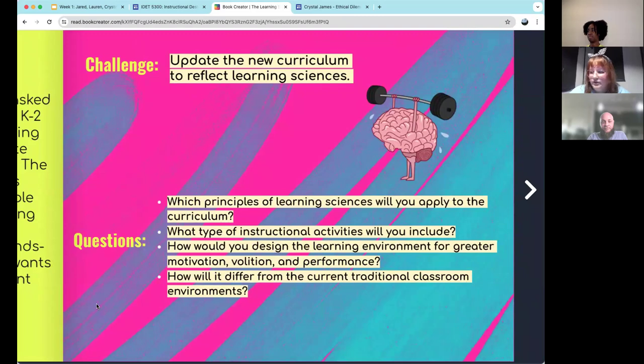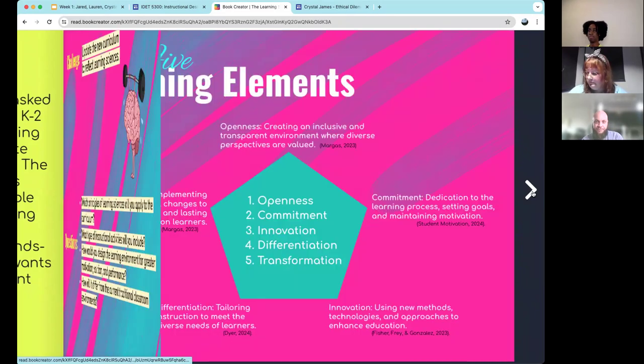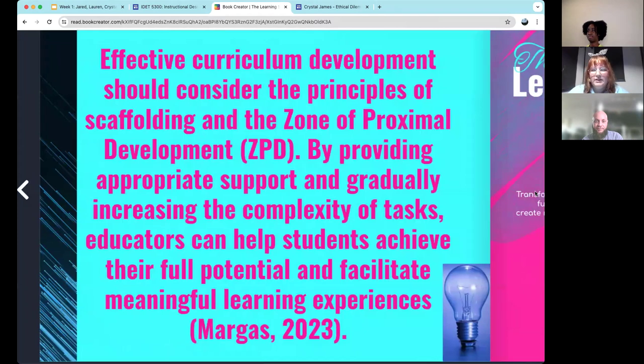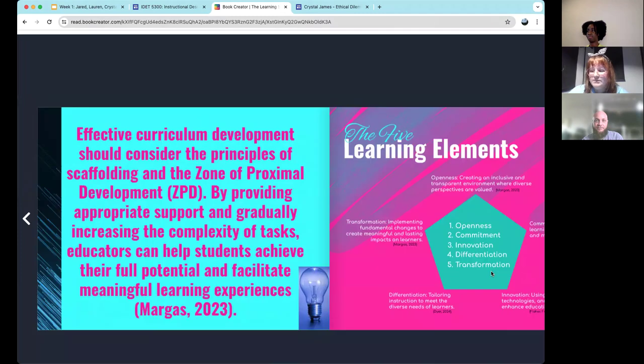And then there'll be a few questions I'm answering. The first question is, which principles of learning sciences will you apply to the curriculum? What type of instructional activities will you include? How would you design the learning environment for greater motivation, volition, and performance? And then how will it differ from the current traditional classroom environments? So the next couple of pages are going to talk more about the question, which principles of learning will you apply?